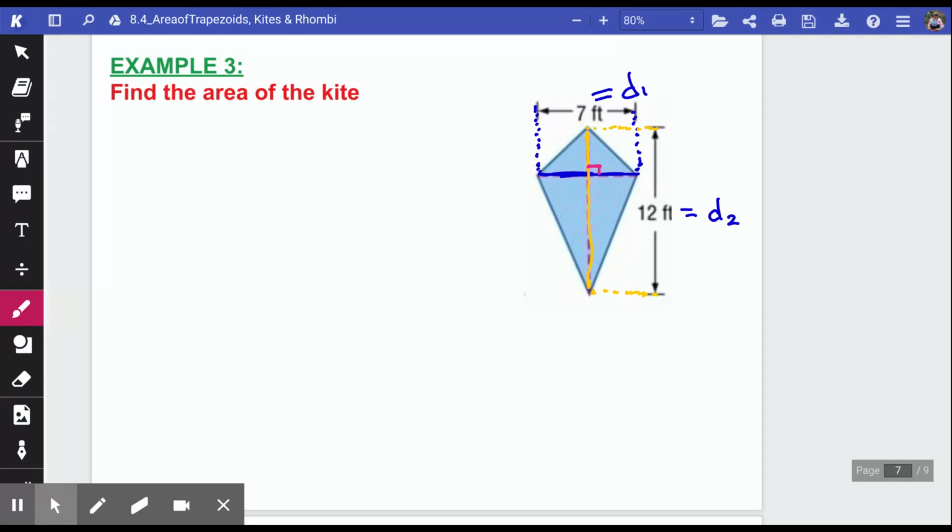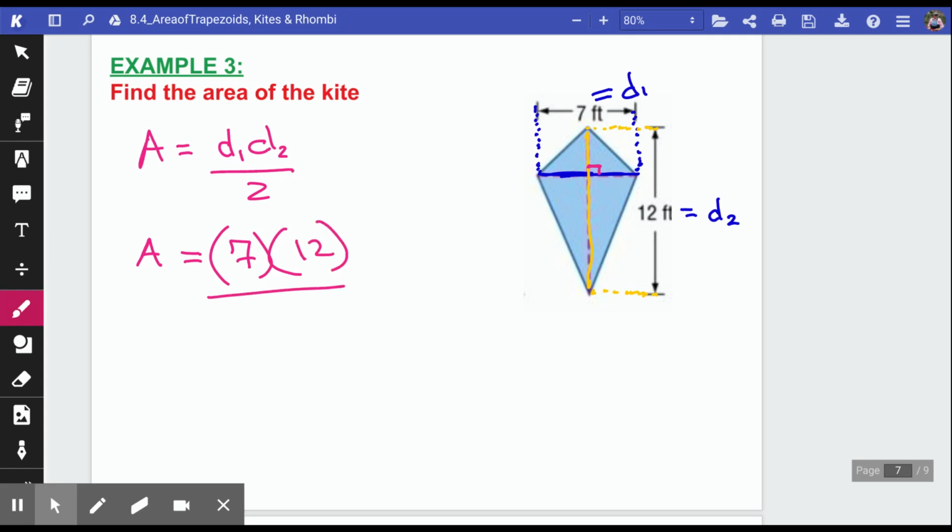So our formula: area is equal to diagonal 1 times diagonal 2, all divided by 2. Plugging in what I know, diagonal 1 is 7, diagonal 2 is 12, all divided by 2. So that is 84 divided by 2, and 84 divided by 2 is 42. So the area of this kite is 42, and my units are feet. So 42 feet squared.